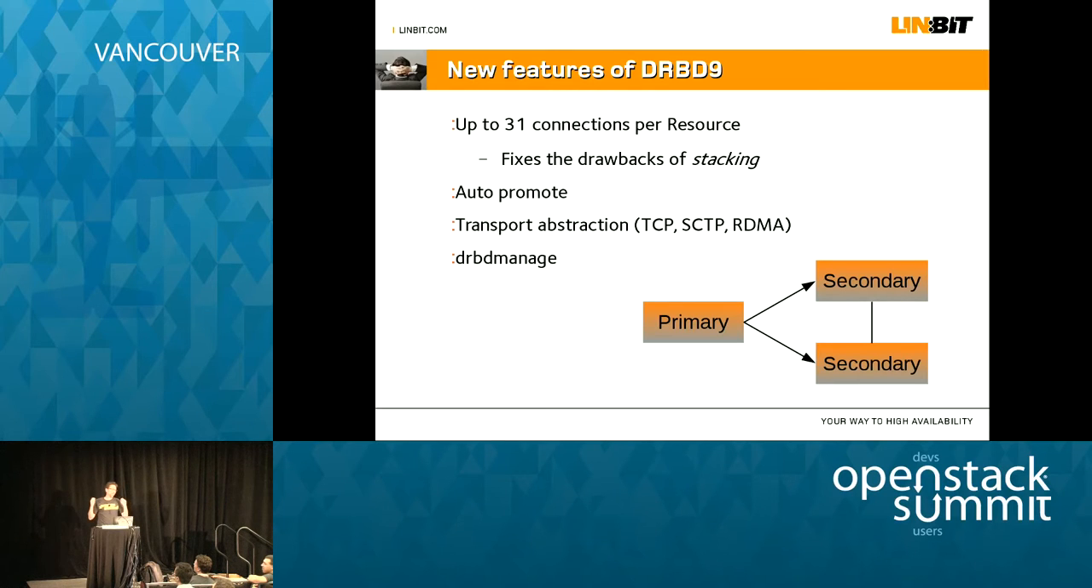Okay, we can now do 32 nodes. So we can copy your data 31 times, if you like. I mean, who of you wants to have 32 copies of his block data? Right, me neither. Oh, yeah, we have one gentleman. Perfect. The other important feature, auto-promote, I will come to that in a second. Then we have this transport abstraction layer. That means we got RDMA support. Very cool, I will come to that. And the fourth feature, DRBD manage, I will also come to that. So four, just remember the number four.